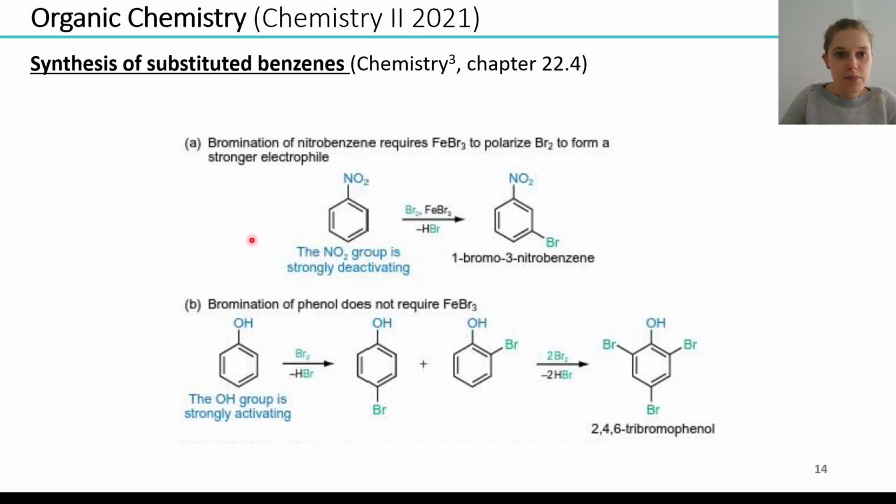If we have nitrobenzene, the nitro group is strongly deactivating, and therefore we need the Lewis acid in order to generate a stronger electrophile, which can then react in the electrophilic substitution to generate 1-bromo-3-nitrobenzene. The reason for this is that the nitro group is strongly deactivating, and hence benzene will only react with a strong electrophile. Conversely, if we look at the bromination of phenol, we can see that we do not need a Lewis acid in order to generate a stronger electrophile. So here, benzene can already react with weak electrophiles, as it is activated by this hydroxide group.